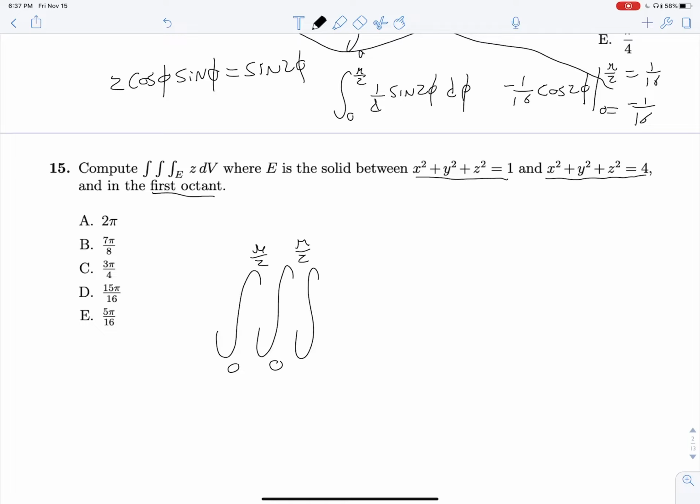And then finally, our bounds on rho just run from 1 to 2, because remember, this is equivalent to saying rho squared equals 1 and rho squared equals 4. So 1 is less than or equal to rho, which is less than or equal to 2.